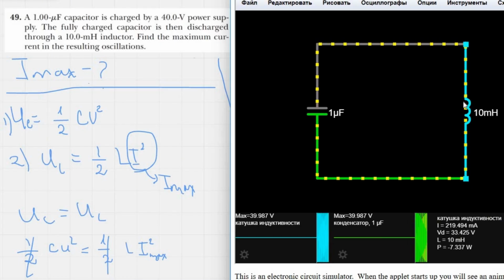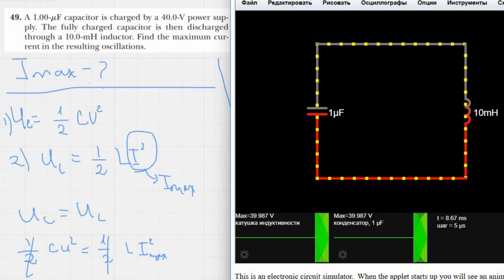Oh, look at this. Look at the graph below the circuit, where it says inductor, and then you will see that our current maximum is 399 milliamperes, which is close to the number that we found when we solved it. So as you see, we solved the problem correctly. Now let me increase the speed of the current. Oh my god, as you see, that's the simulation.